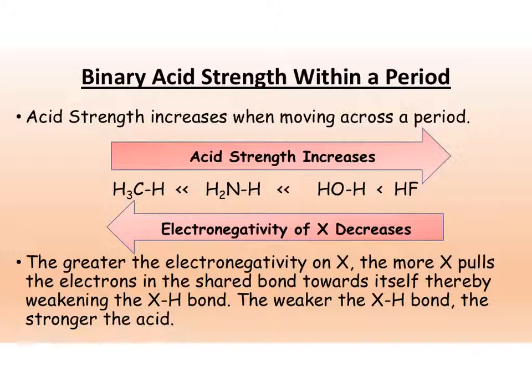All right, so within the period, going across the periodic table, acid strength increases when you're moving across the period from left to right. The whole reason for that is because the electronegativity is increasing as you go towards the right side of the table. The more electronegative the element, the stronger the acid is going to be, because it's going to be pulling all those electrons away from H, and H is just going to pop off. It's just going to lose that proton.